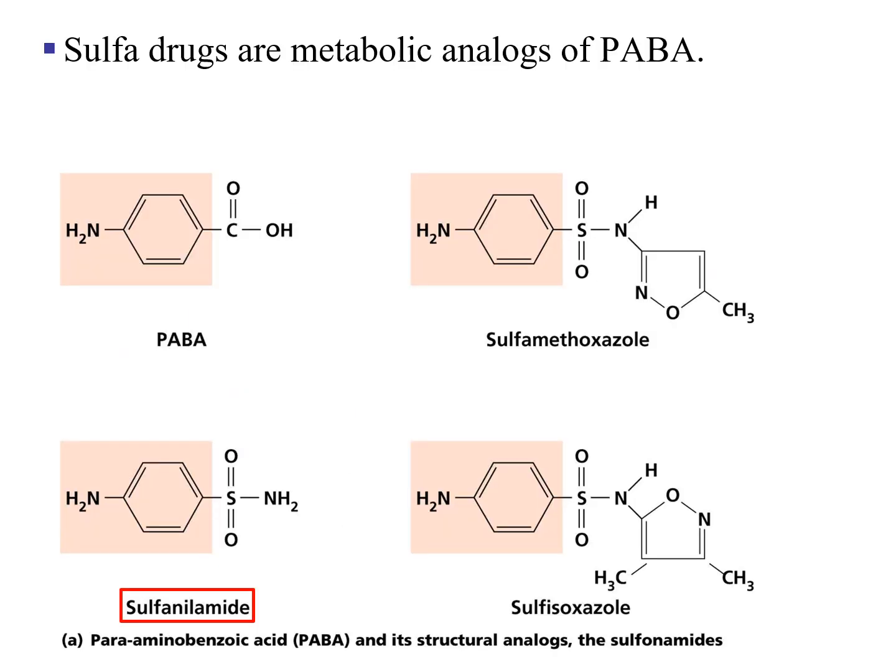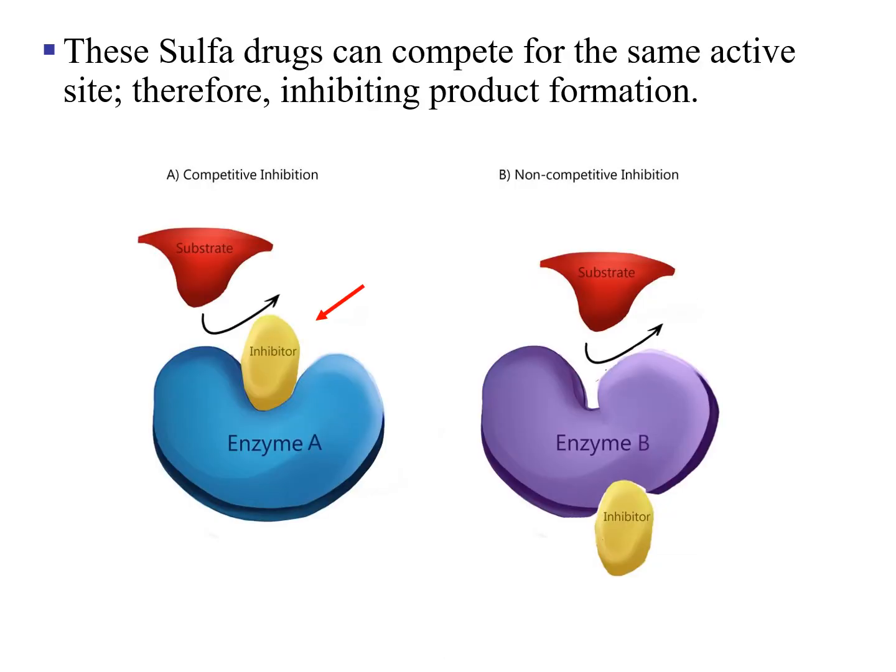Remember, these sulfa drugs are analogs to PABA. They look very, very similar. These sulfa drugs can compete for that active site, therefore inhibiting production of that product. So just look at image A labeled competitive inhibition. PABA is the red substrate that needs to be converted into a product, and the enzyme will perform that task. But you have this yellow inhibitor that is bound to the active site. As long as that inhibitor is bound to the active site, the substrate, which is PABA, cannot be converted into dihydrofolic acid.